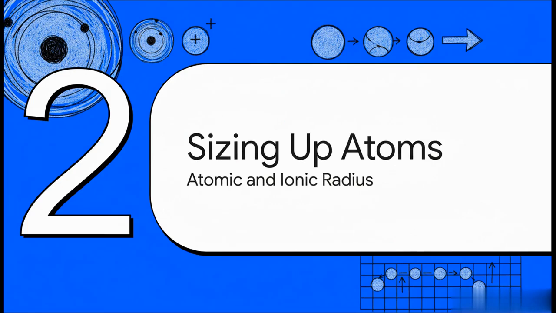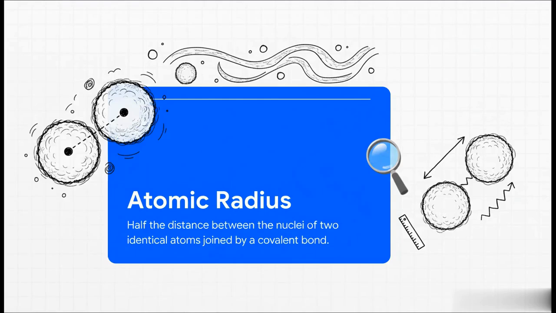Okay, let's put our two rules to the test. First up, atomic size. How big is an atom really? And what happens to that size when it turns into an ion? Since atoms are basically these fuzzy clouds of electrons, you can't just take a tiny ruler and measure one. So chemists came up with a pretty clever workaround. They take two of the exact same atoms that are bonded together, measure the distance between their centers, and then just chop that number in half. That gives us what we call the atomic radius.